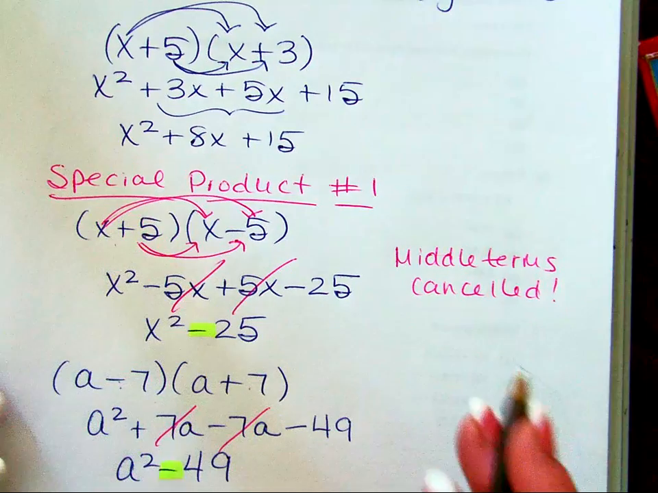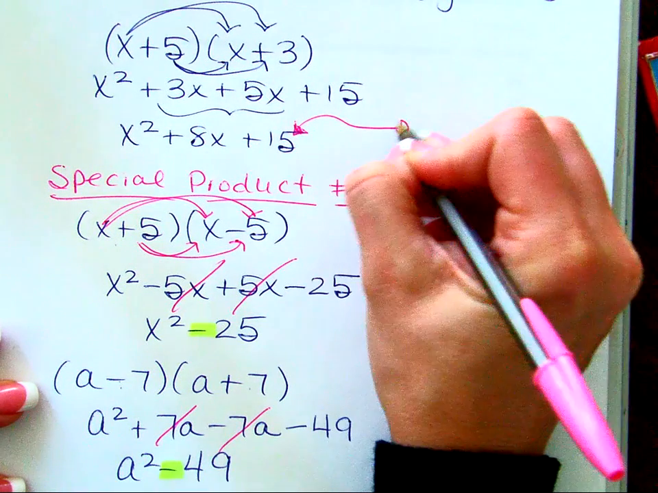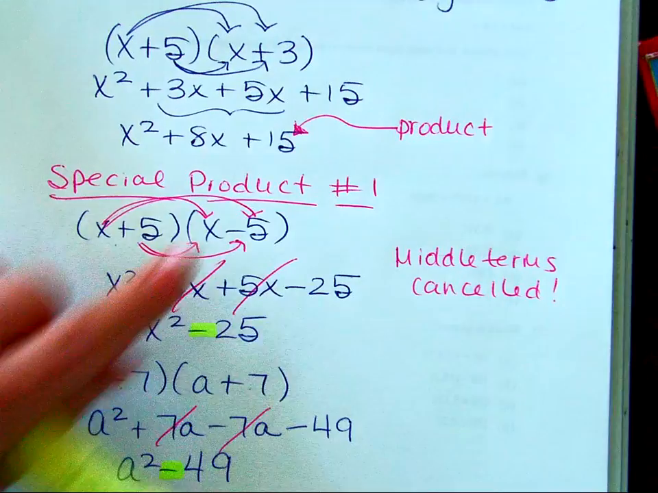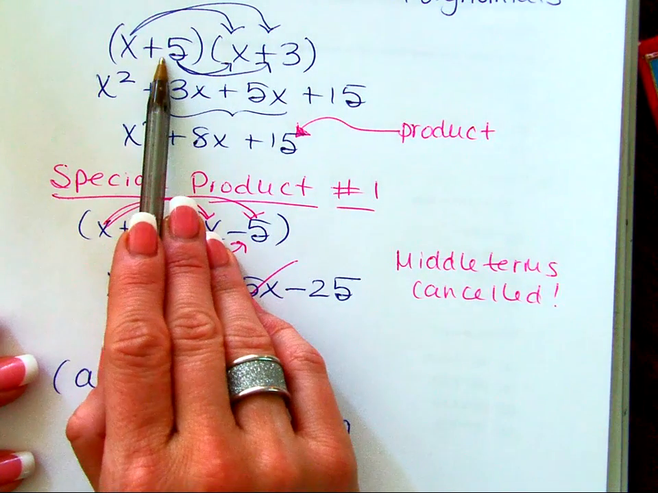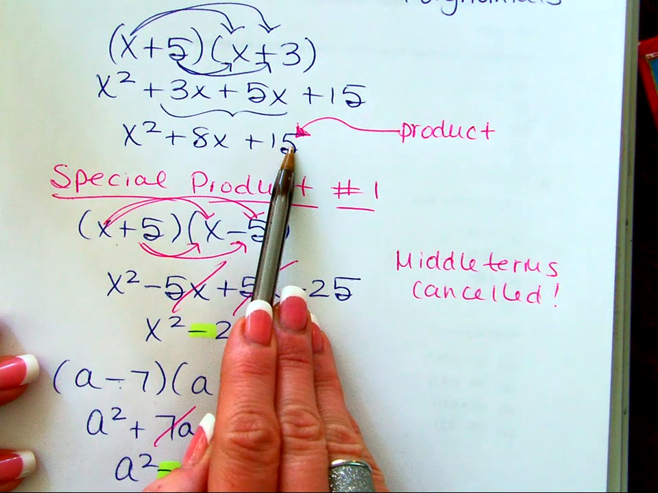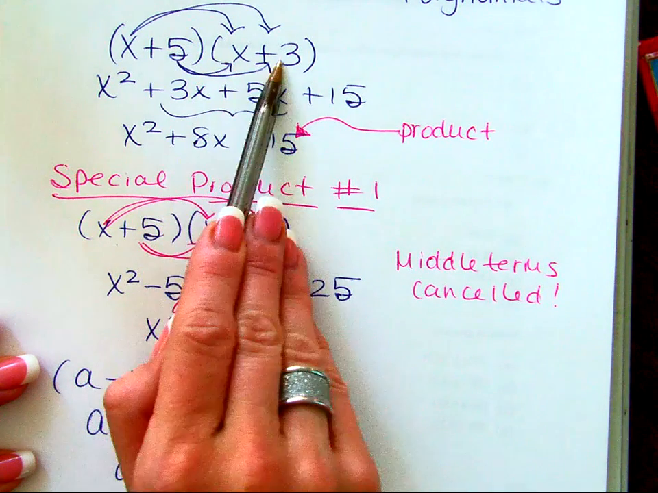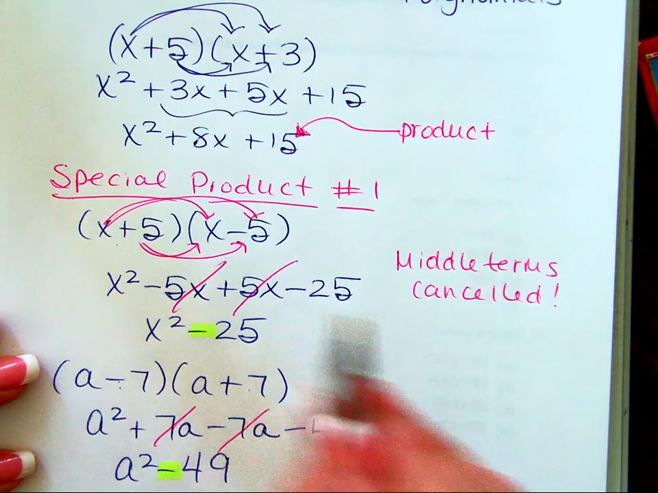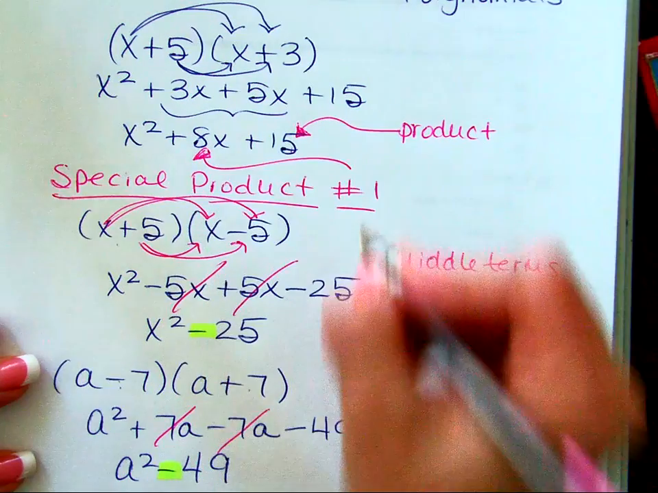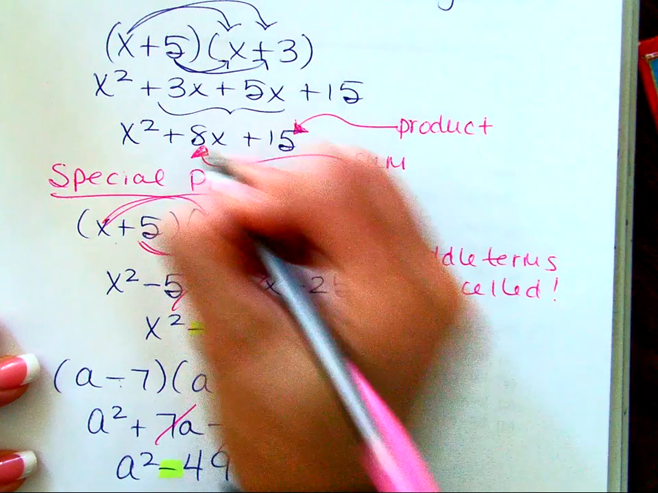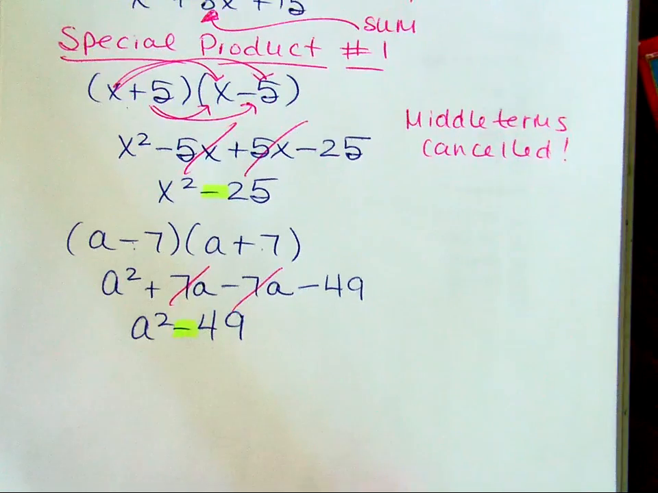So the first thing, I guess, let's go back up here and label this real quick. So 15 is your end term, and I got it by multiplying. So do you agree that the end term is going to be a product, right? So if I look at what I started with, 5 and 3, 15 is what I got when I multiplied them. So then what is 8? 8 is what I get when I add them, and that's called a sum. So the middle term is a sum, and the end term is a product every single time.